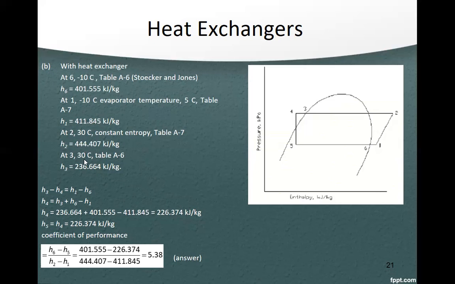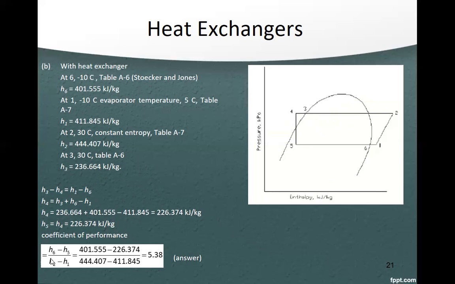Okay? So this one, S3. So S3 minus S4 is equal to S4 minus S6. So S4 is equal to S3 plus S6 minus S1. So S4 is equal to 236.664 plus 401.555 minus 411.845, which is 226.374 kilojoules per kilogram. So that is the value of your S4, which is equal to S5.